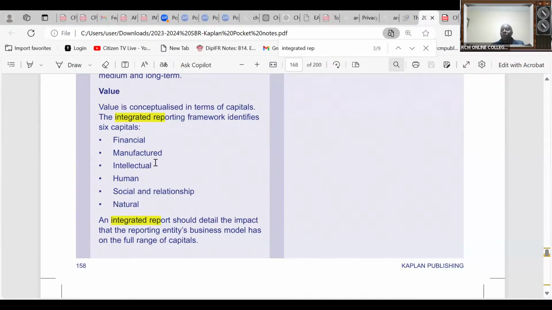So I'm going to show you a real example. I always like showing my students real examples because after my class, I expect you guys to get out there and even practice. So I'm going to show you case studies of Safaricom and the EABL, how they're doing their integrated reports.